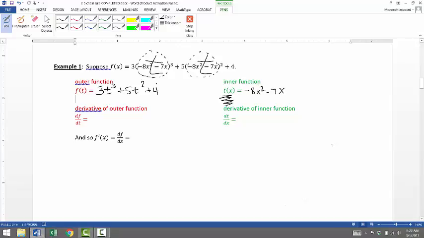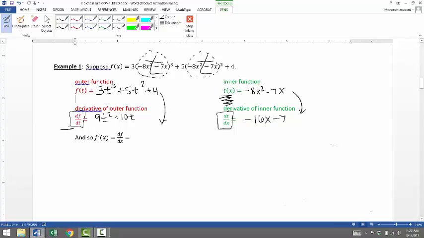Once we've found the outer function and the inner function, we now are going to find the derivative of each. So we have f of t. We're going to find the derivative of f of t, df dt. That's the derivative of the outer function. That'd be 9t squared plus 10t. And notice the derivative of 4 is just 0. We also need to find the derivative of the inner function. So our inner function is t of x. We're going to find its derivative, dt dx, derivative of t with respect to x. That'd be negative 16x minus 7.